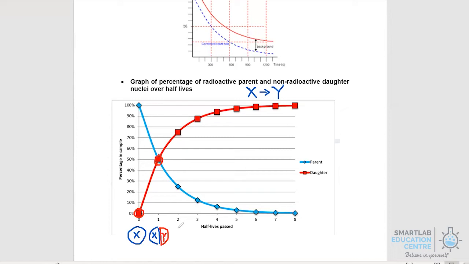Let's take a look at what happens after another half-life. After the second half-life, you will find that only a quarter of your parent nuclei remains, which is 25%, while 3/4 of your nuclei is actually Y, which is your daughter nuclei, and so on and so forth. At any point, it is important to note that the number of parent nuclei, when summed up with the number of daughter nuclei, must still give 100%. The green line will depict the percentage of parent and daughter nuclei, which will be 100%.